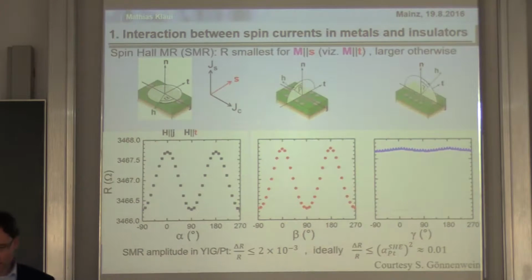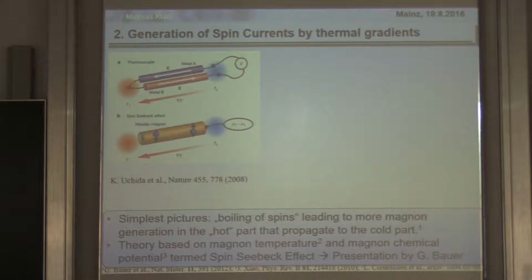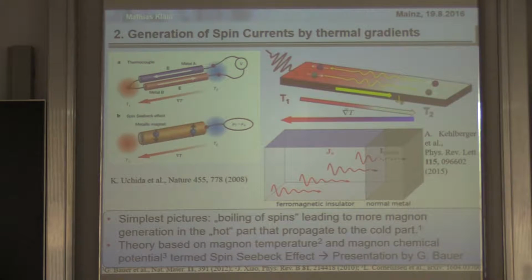Okay. So this is just to show you that the charge transport in a metal adjacent to a magnet can actually be influenced by the interaction with the magnet, even if it's an insulator. So now let's come to the thermal part. As you already heard from Gerrit, you can generate spin currents by thermal gradients. It's the simplest picture, it's just the boiling of spins. So you generate more spin excitations, more magnons at the hot end, and therefore they will diffuse in all directions towards the cold end. There are lots of theory papers about that, and I guess you heard from Gerrit about the details. So this is our easy picture: you have a hot end where lots of magnons are generated, and they move then to the cold end.